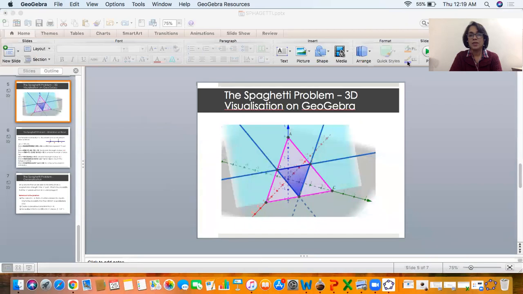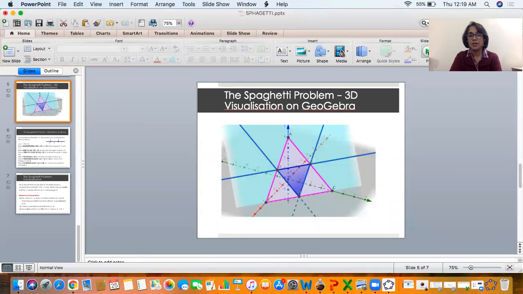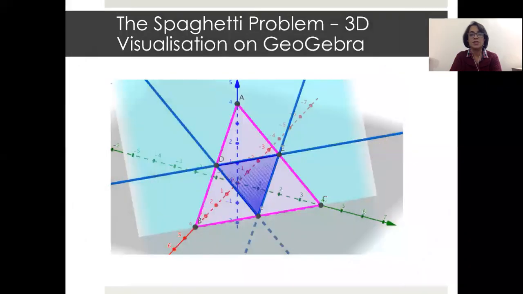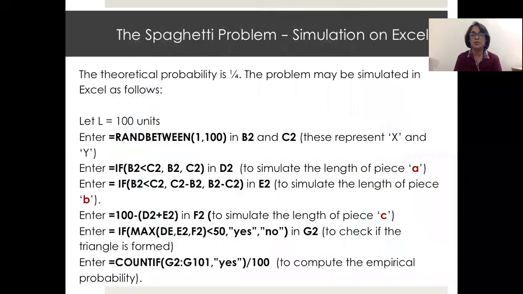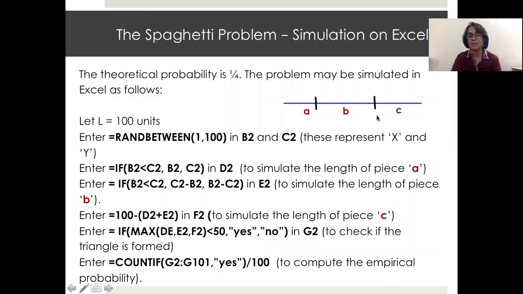Okay, so now we come back to the real essence of this video session, where we want to use the spreadsheet Excel to simulate the spaghetti problem. Here, let us assume that the length of the stick is 100 units. Suppose this is the spaghetti stick again with the breaks at these points. Let the three parts be of lengths A, B, and C. So we want Excel to simulate the lengths A, B, and C.